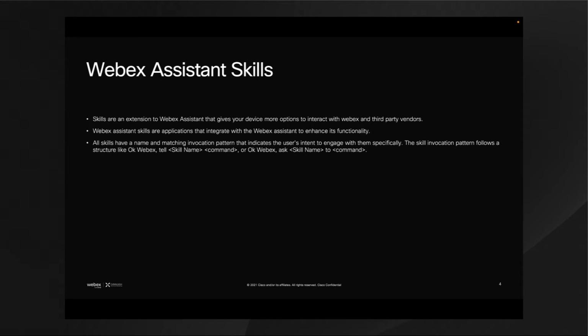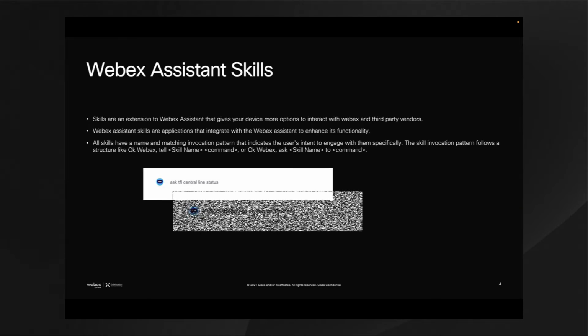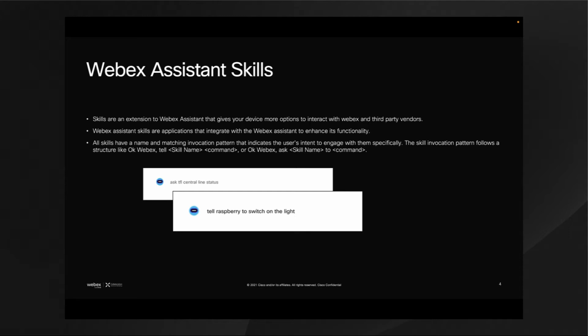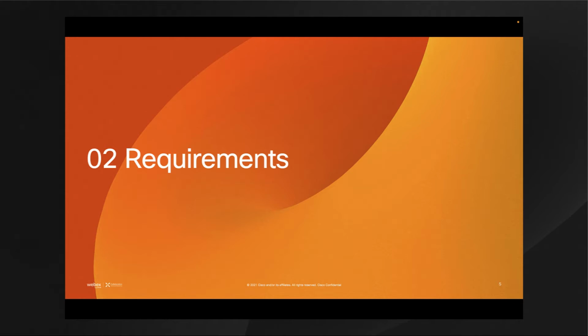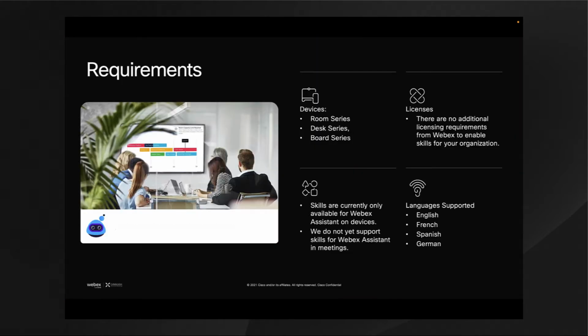Each skill we create has a unique name. We can use those names to invoke a skill to perform a certain action for us. For example, we can ask a skill to give us a status of the train or turn on and off the light. For skills to work, we need Webex registered devices such as the Room, the Desk, or the Board series.